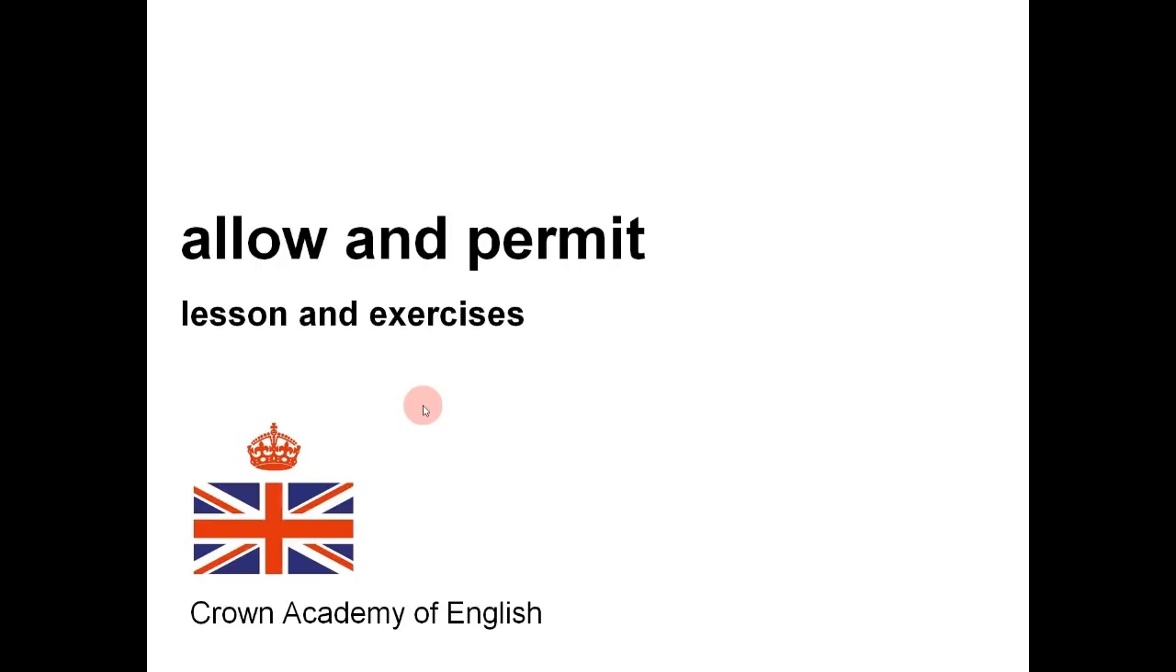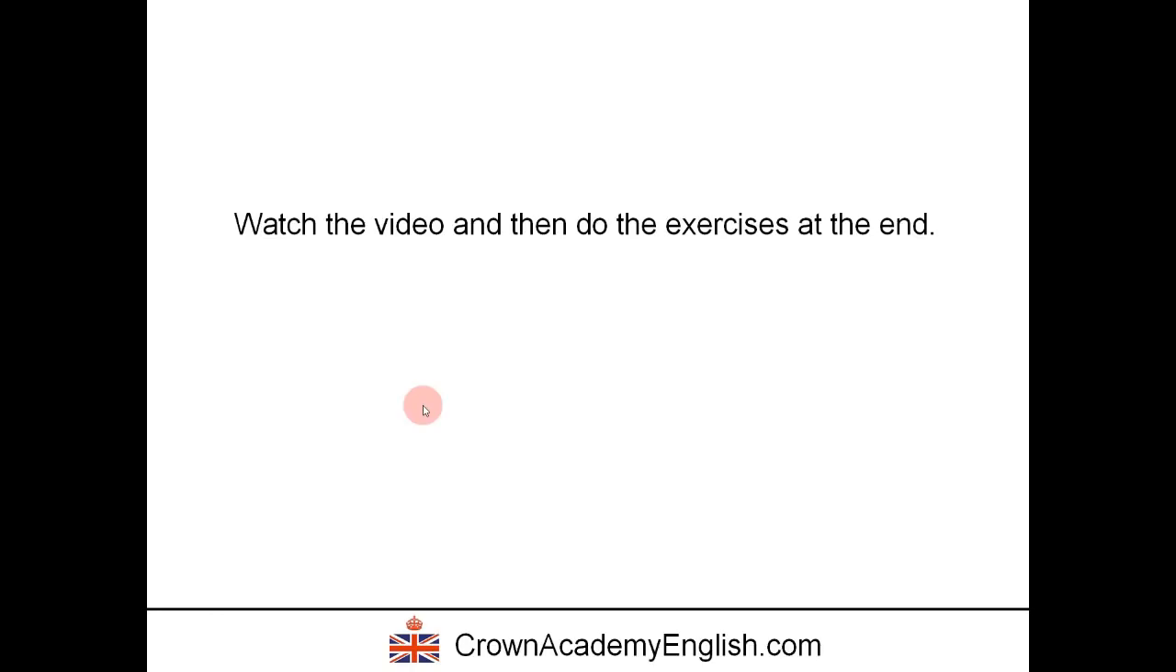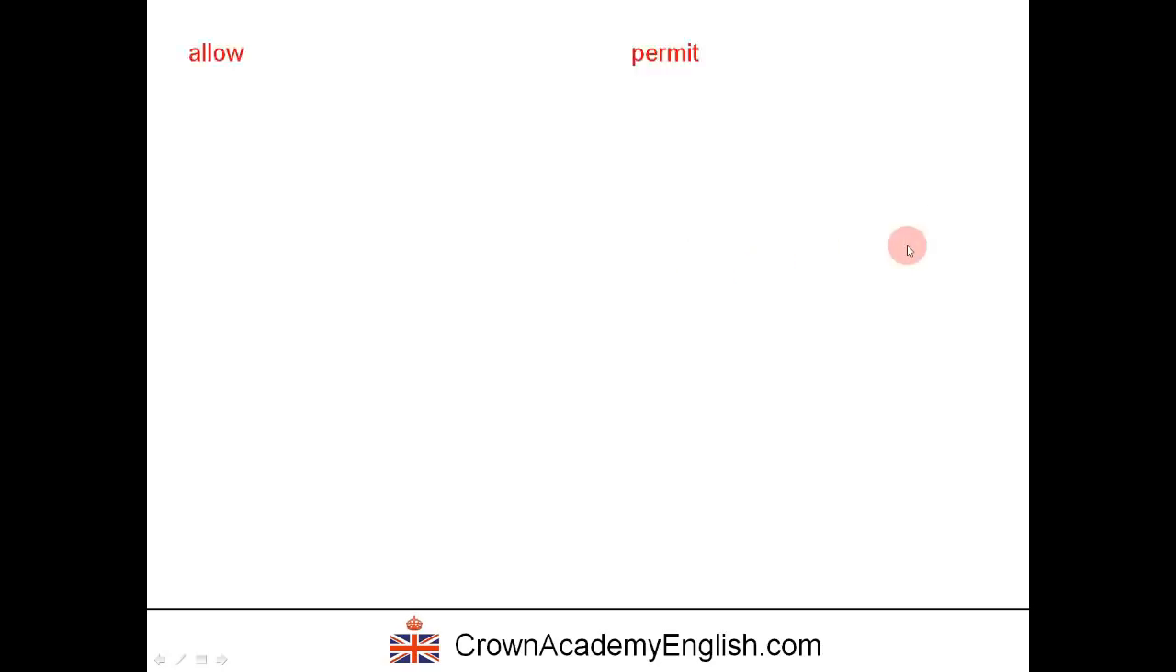Today we are doing a lesson with exercises about allow and permit. So watch the video and then do the exercises at the end. There are 4 exercises. So we have 2 verbs. They are verbs, allow and permit.